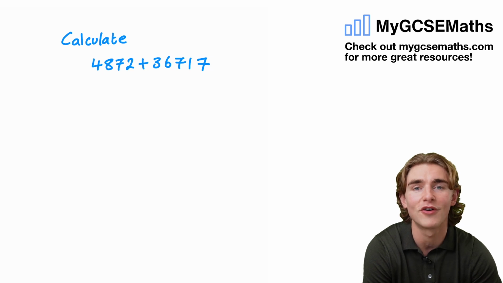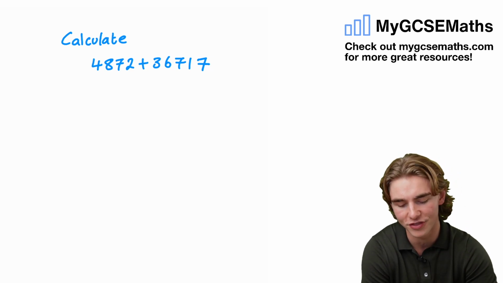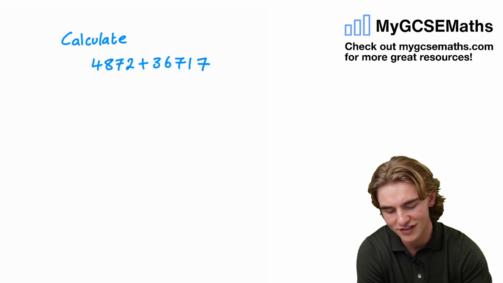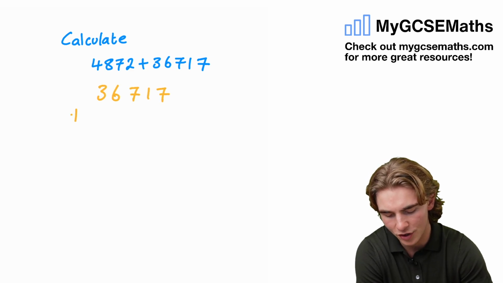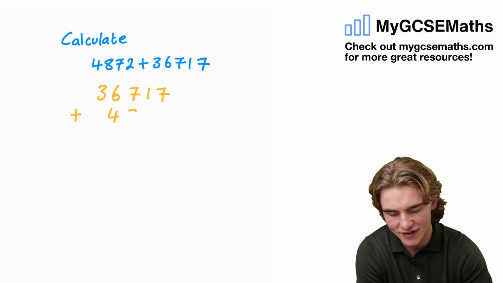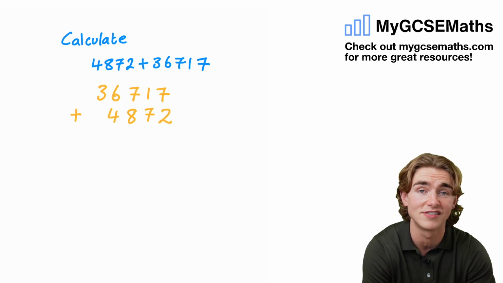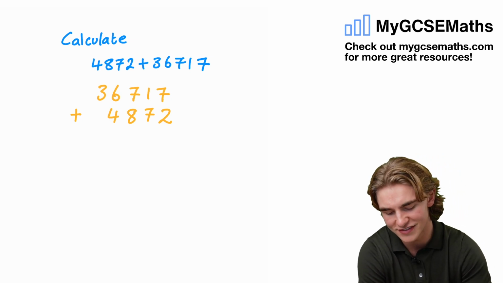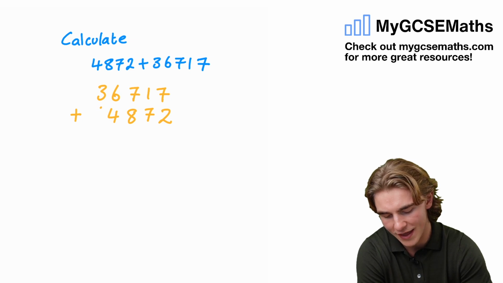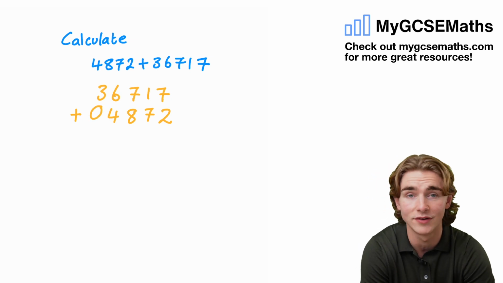We're going to start off by writing one of our numbers on top of the other. In this case, I'm going to write 36,717 on the top, and we're going to write below plus 4,872. You could have put the 4,000 on the top or the 36,000, doesn't matter either way, guys. Now, the next step is going to be to fill in all of our gaps with a 0. We can see that we have one gap over here, so we're going to fill it in with a 0.